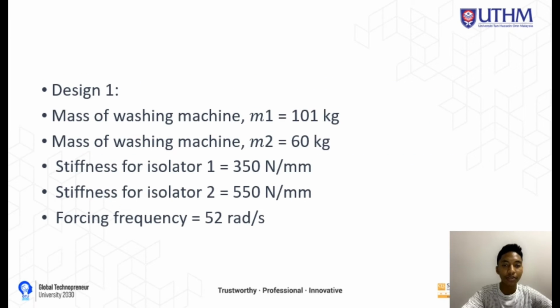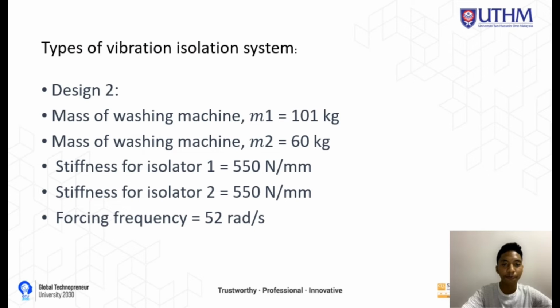For design 1, mass of washing machine 1 is equal to 101 kg. Mass of washing machine 2 is equal to 60 kg. Stiffness for isolator 1 is 350 Newton per millimeter. Stiffness for isolator 2 is equal to 550 Newton per millimeter. And lastly, the forcing frequency is equal to 52 radian per second.